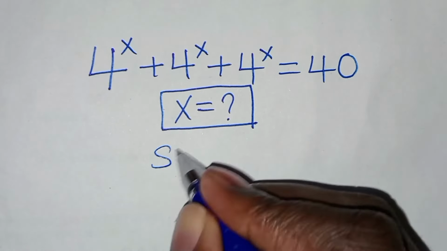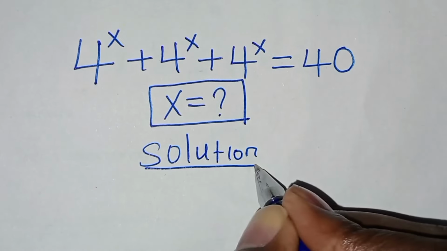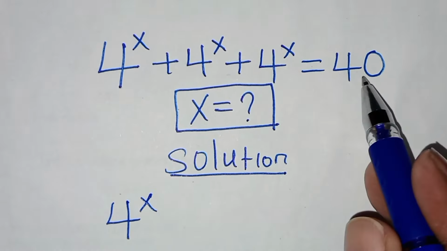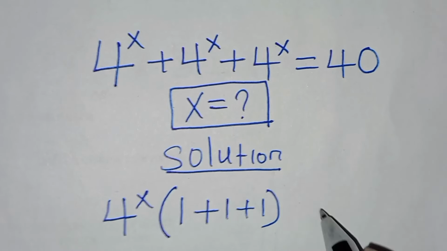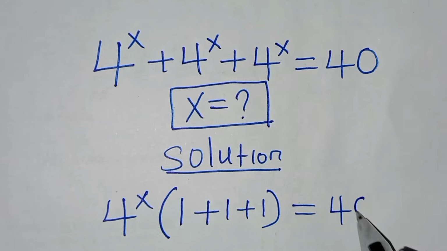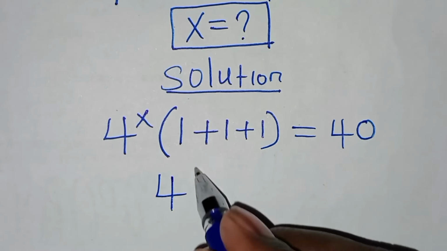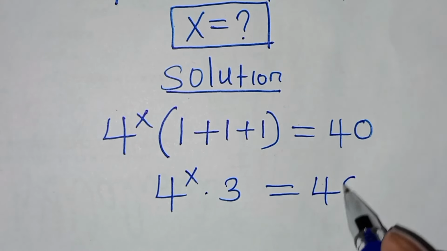Now, solution from here. 4 to the power x is common here, so we can factor out 4 to the power x, so that we have 4 to the power x into the parentheses 1 plus 1 plus 1. This is equal to 40. So here we have 4 to the power x times 3. This is equal to 40.